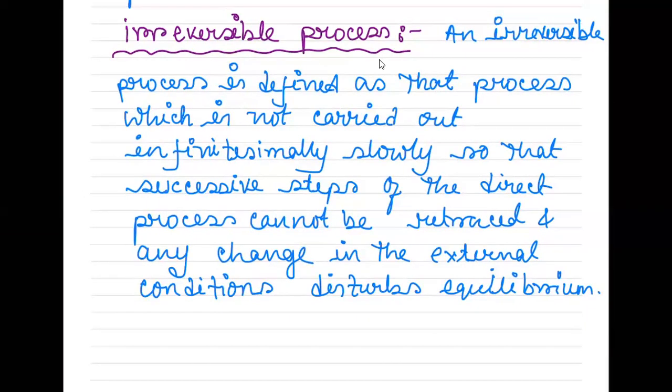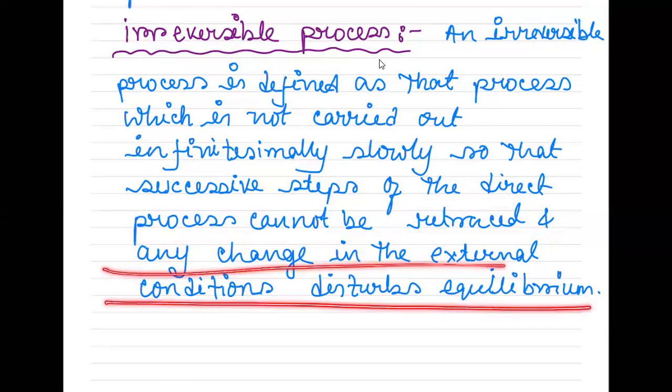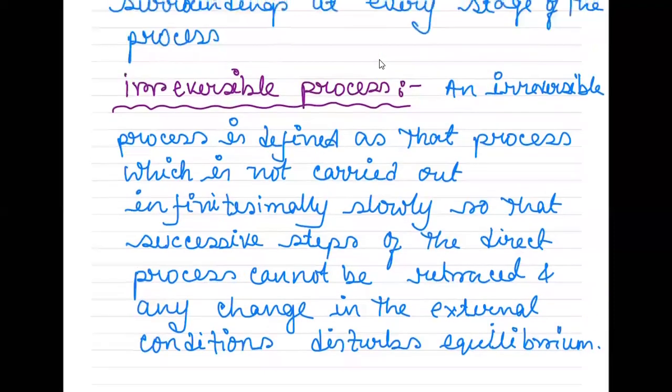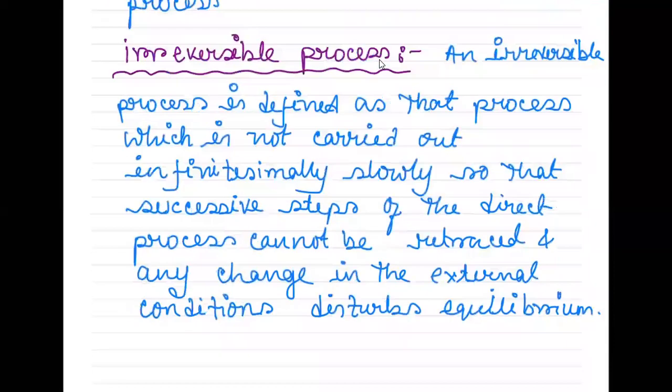So the successive steps of the direct process cannot be retraced, and only a change in the external condition disturbs the equilibrium. If there is a change in surroundings, then only the equilibrium is disturbed, otherwise not. So these are known as irreversible processes.